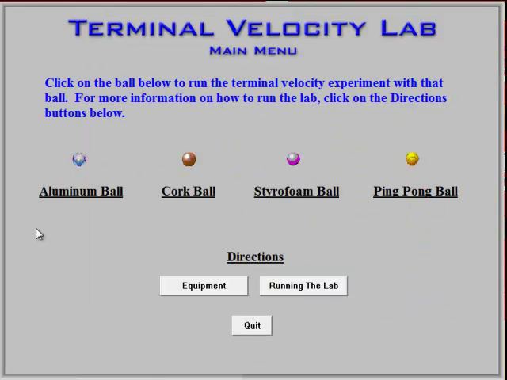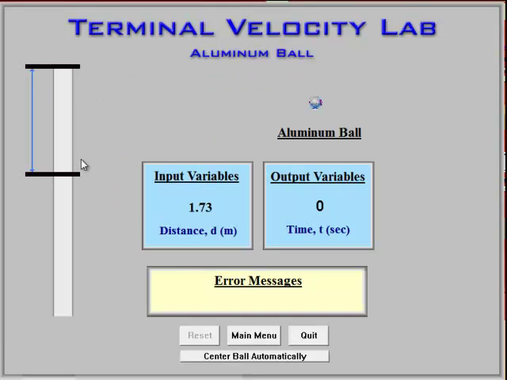There are 4 different balls: aluminum, cork, styrofoam, and ping pong, and the students will click on each one to take the data. I tried to make this lab as real to life as possible, so students will have to left click on the ball and hold the mouse down and drag the ball up to the glass tube.